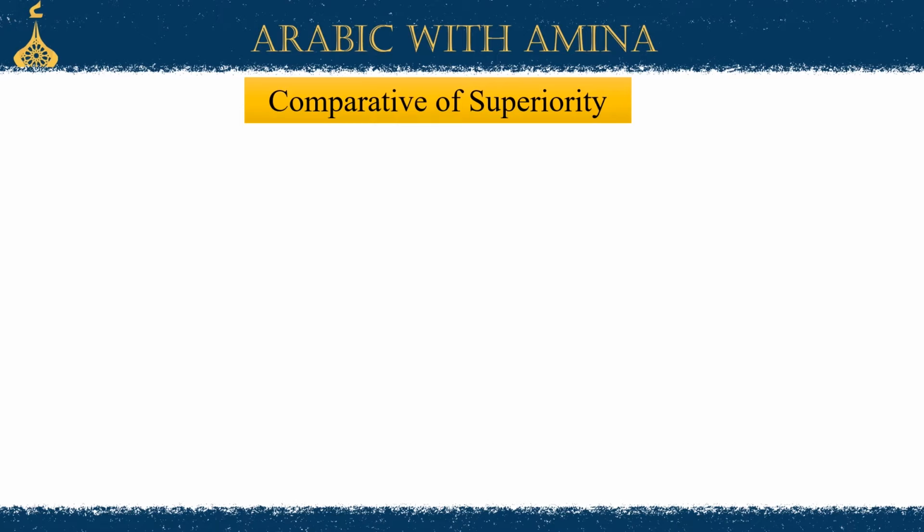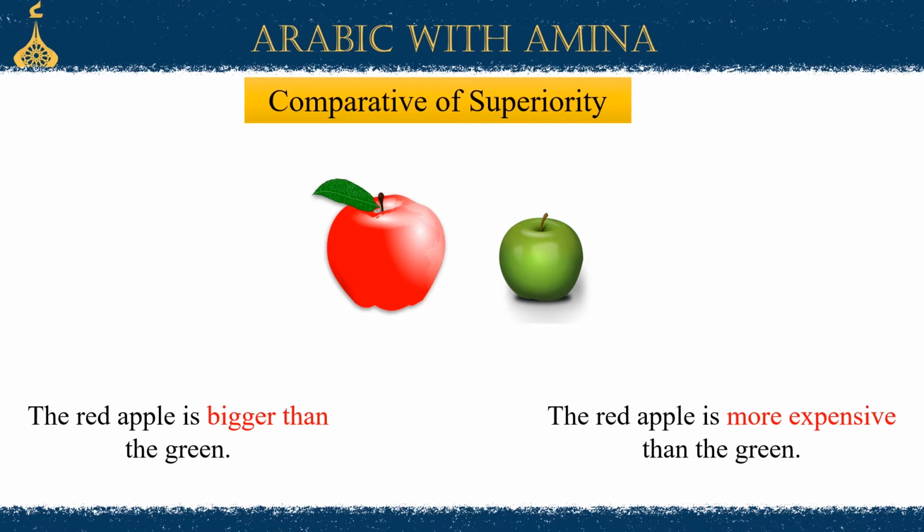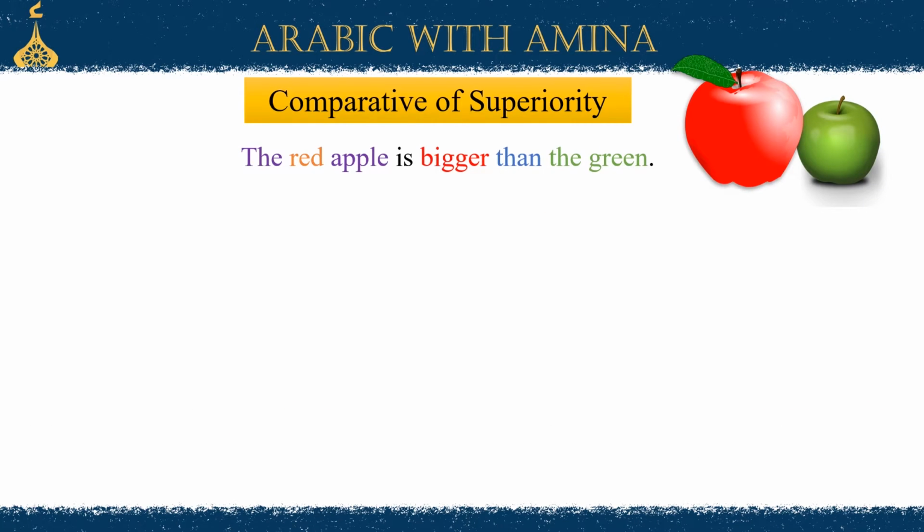In English, there are two ways to do so. We can add er to the adjective and use the word than. For example, the red apple is bigger than the green. Or we can include the word more before the adjective. The red apple is more expensive than the green. In Arabic, it's similar for both ways. We'll start off with the first way, where we add er to the adjective and use the word than.